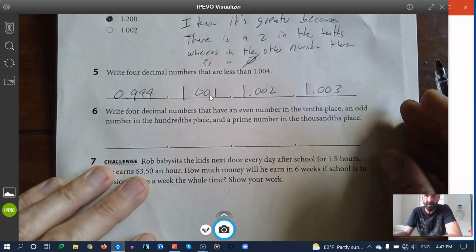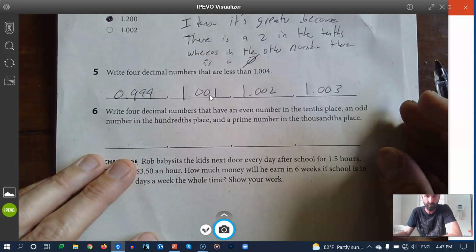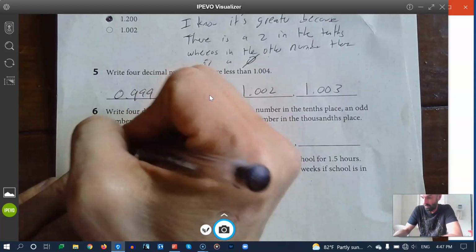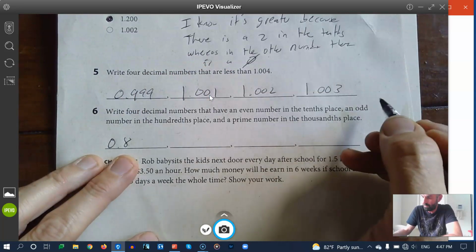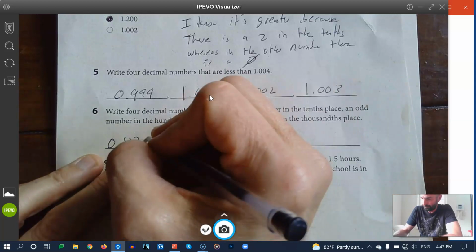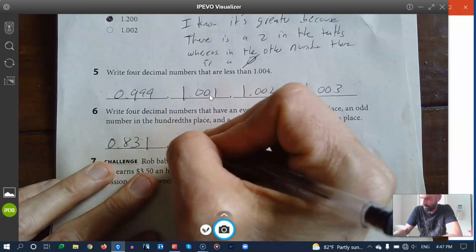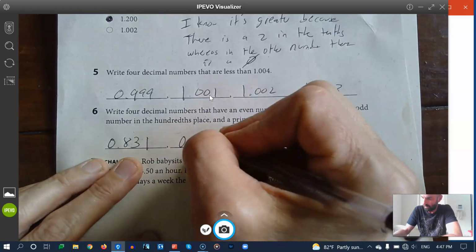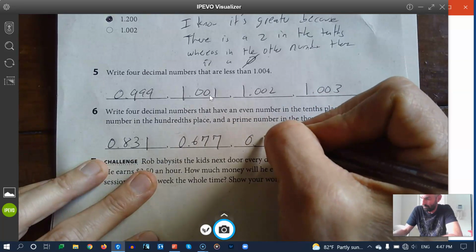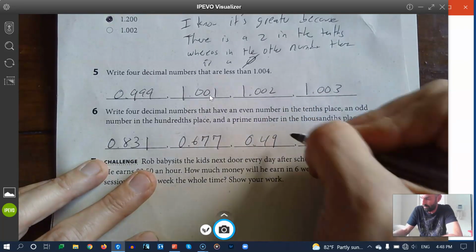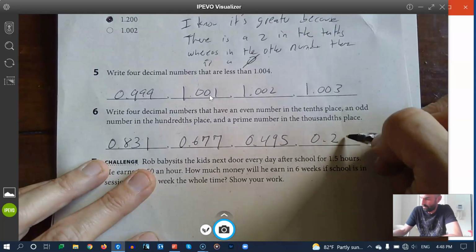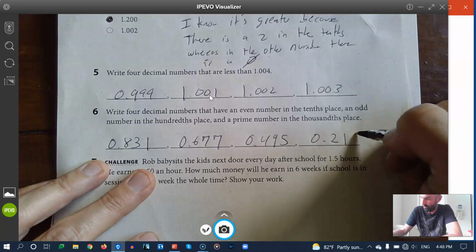Write 4 decimal numbers that have an even number in the tenths place, an odd number in the hundredths place, and a prime number in the thousandths place. Cool. All right, so even in the tenths, odd in the hundredths, and prime. Let's see what else. 6, odd, 7, prime, 7, even, 4, odd, 9, prime, 5, even, 2, odd, 1, and prime, 1.